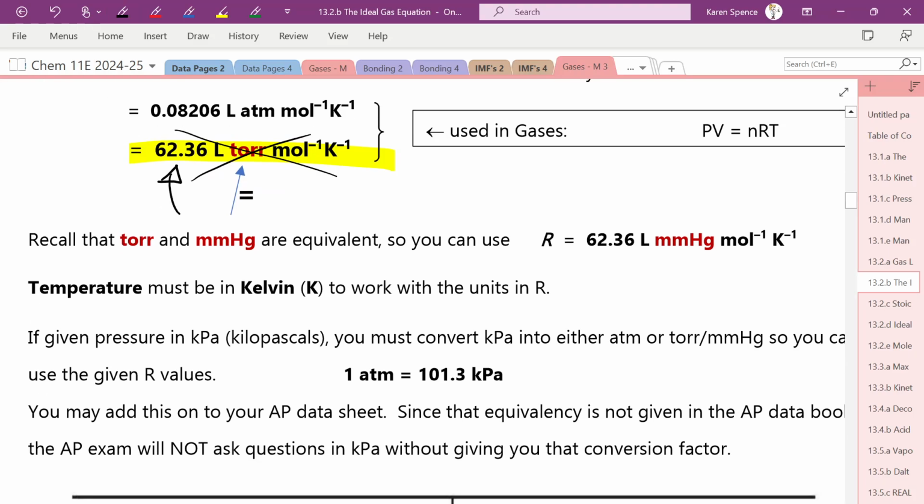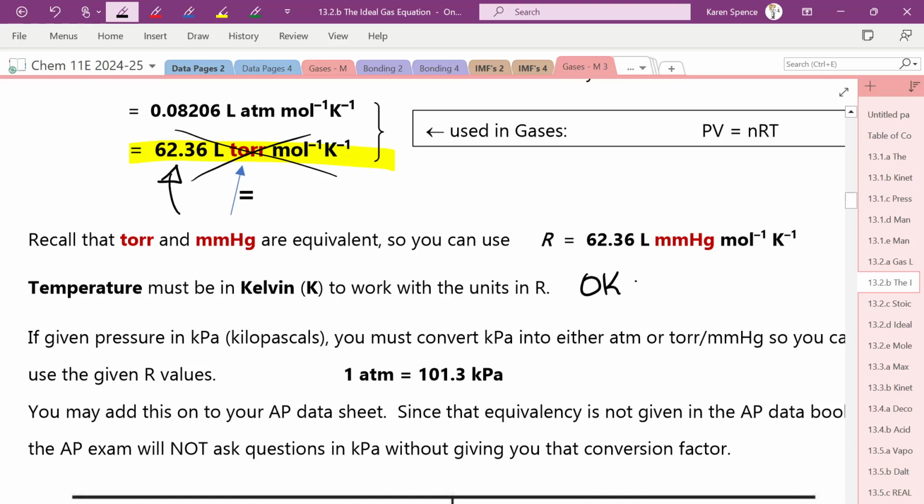Anyway, temperature has to be in Kelvin. It will not work if it's not in Kelvin. So Celsius, you must convert to Kelvin. Does anyone remember how to convert to Kelvin? Plus 273. Okay.